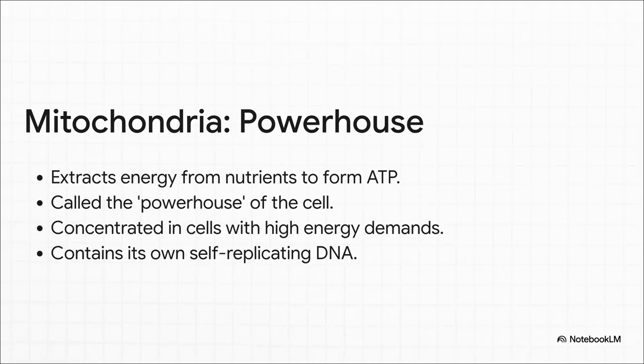And here they are, the famous mitochondria. These are the powerhouses of the cell. They take fuel, like glucose and fatty acids, and through a series of chemical reactions, they churn out ATP. ATP is the universal energy currency of the cell. It's like cash for getting work done. And it's why cells that have huge energy demands, like your heart muscle cells, are absolutely jam-packed with thousands of them. And here's a wild fact. They have their own DNA and can make more of themselves whenever the cell needs more power.